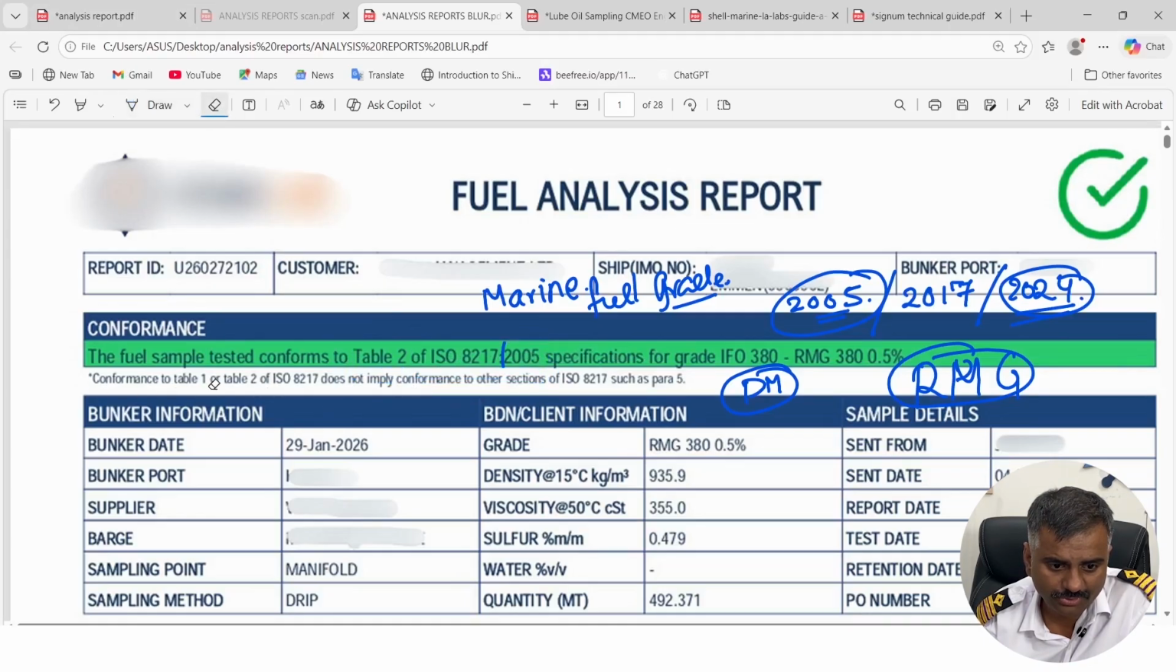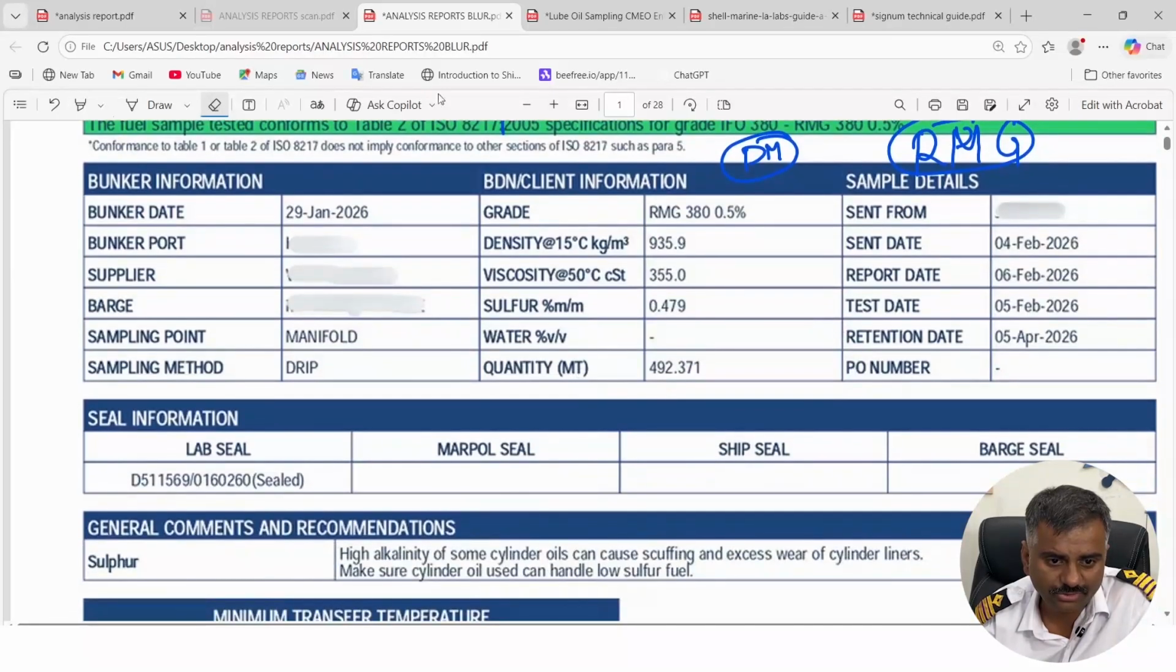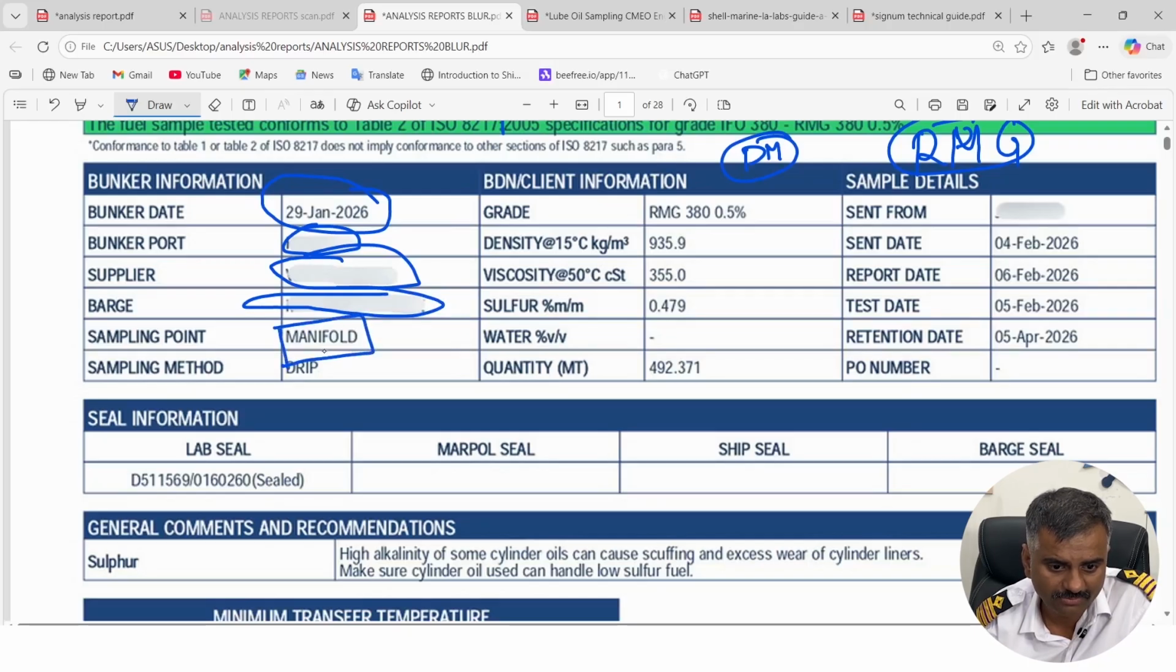So as per the conformance of table 2 of the ISO 2005. Now bunkering information is the first data that you are getting here. The date on which the bunkering took place, which port the bunkering took place, who was the bunker supplier, the name of the company, which barge supplied you the bunker, and where you collected the sample from. This sample that you had sent to the lab for analysis, you collected it from the manifold.